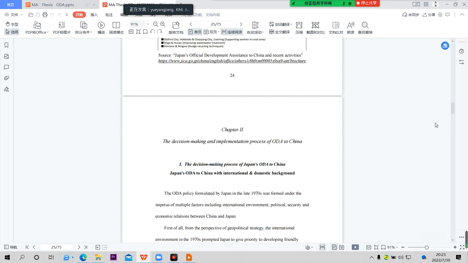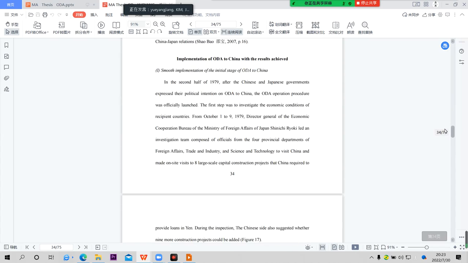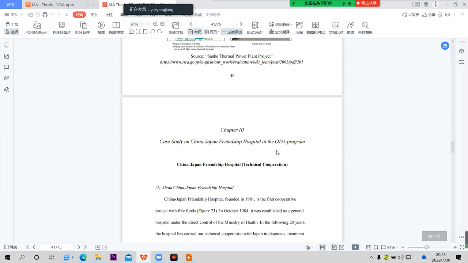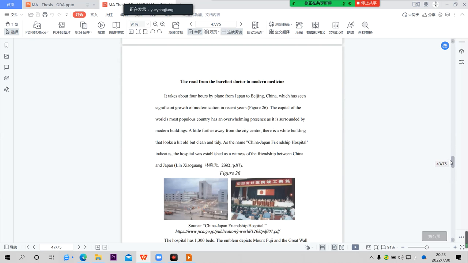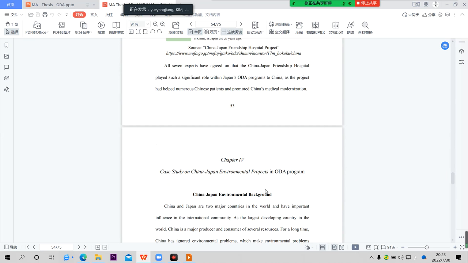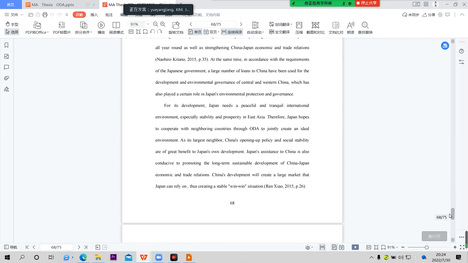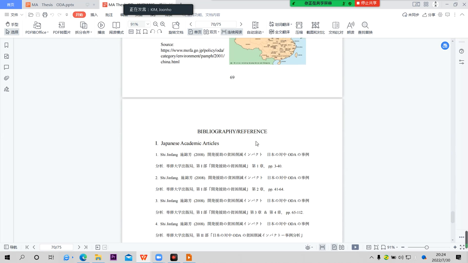the decision-making process of Japan's ODA to China, which talks about Japan's ODA to China with international and domestic background. And the third is the case study on the China-Japan Friendship Hospital in the ODA program, which is the China-Japan Friendship Hospital within the technical cooperation. And the fourth one is also a case study, on China-Japan environmental projects in ODA programs. And the last one is a conclusion. So I hope I can give a clear explanation of my MA thesis, and thank you for listening.